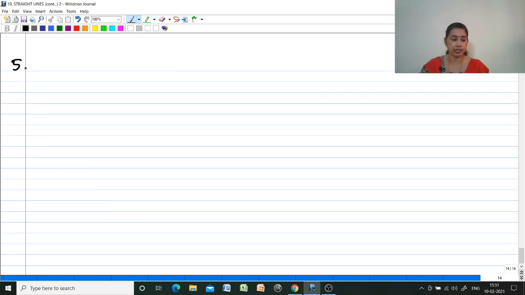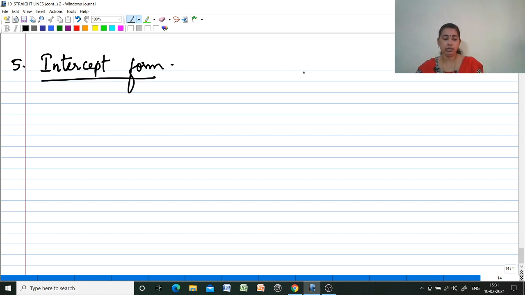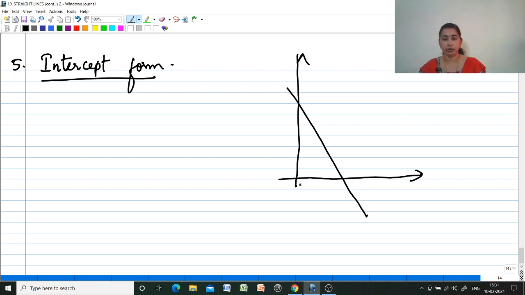Now the next form, so that's about slope intercept. The next one is intercept form. That's the fifth type, intercept form. Intercept form means the x-intercept and y-intercept will be given. This is the line. So here this is called the x-intercept, where the line touches the x-axis.